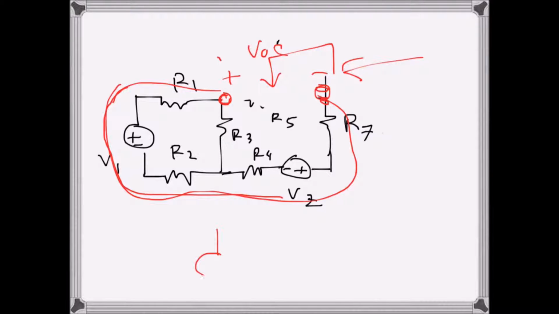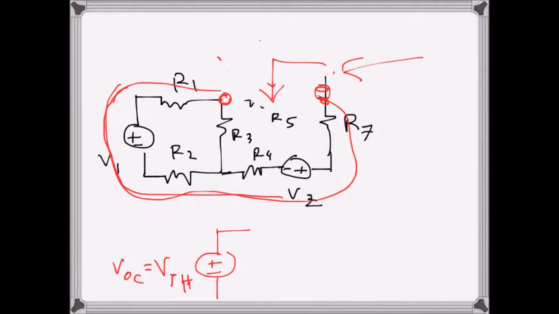So the whole circuit, this part can be replaced by a voltage source and a series resistance, and this open circuit voltage, which is also called Thevenin's voltage, will be the voltage source. And once we find the voltage source, we need to find the resistance. That can be found by finding the equivalent resistance here, the resistance found by looking from here.